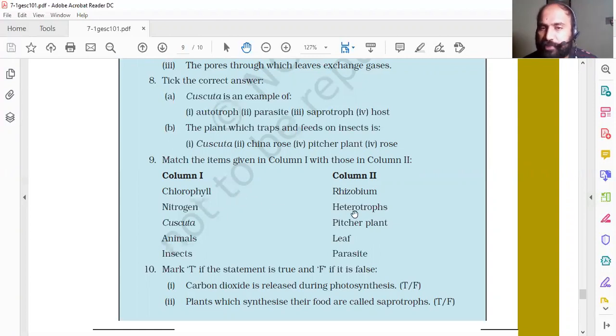So chlorophyll is not matching with that also. Pitcher plant. The pitcher plant again is an insectivorous plant. Leaf, yes. Now leaf is matching the chlorophyll because chlorophyll is present in the leaf. So the correct answer is leaf here.